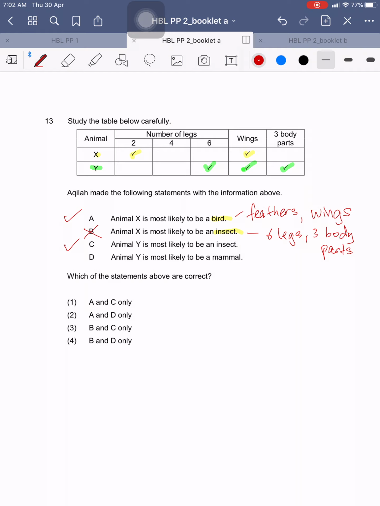Now, animal Y is most likely to be a mammal. Well, this is wrong, because it has 3 body parts. Mammal doesn't have 3 body parts. So over here, the answer will be A and C. So option 1 is correct.